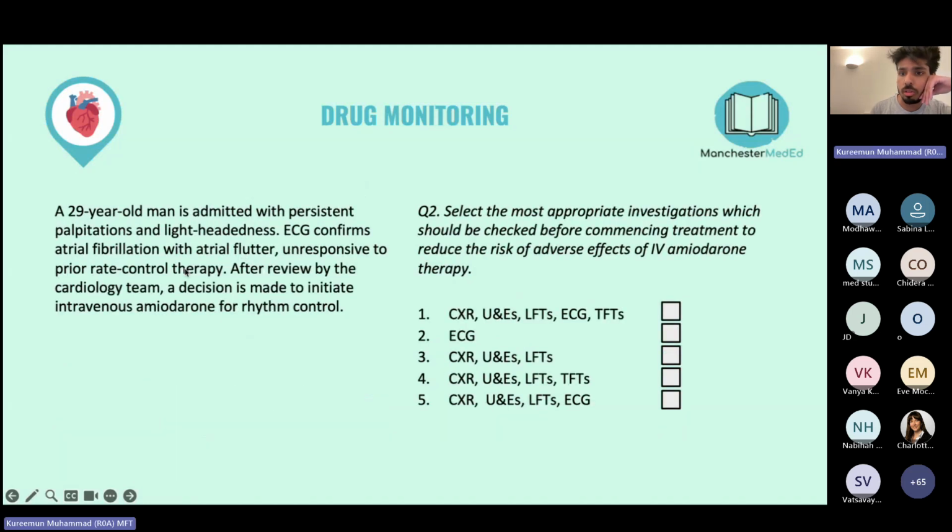So next question. A 29-year-old is admitted with persistent palpitations and lightheadedness. ECG shows AF with atrial flutter and is unresponsive to rate control. After review by cardiology, a decision is made to initiate IV amiodarone for rhythm control. Select the most appropriate investigations which should be checked before starting treatment to reduce the risk of adverse effects of IV amiodarone therapy. Just a hint for this one, go to the BNF and go to the monitoring section.